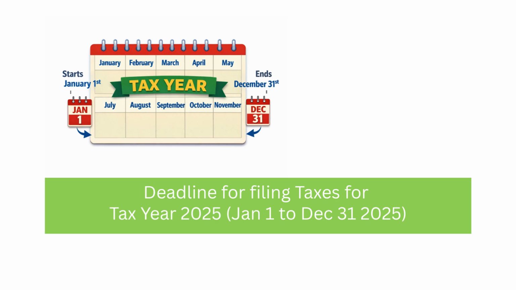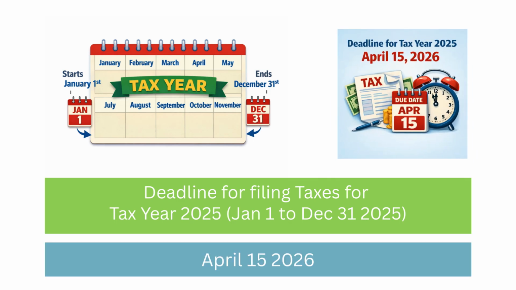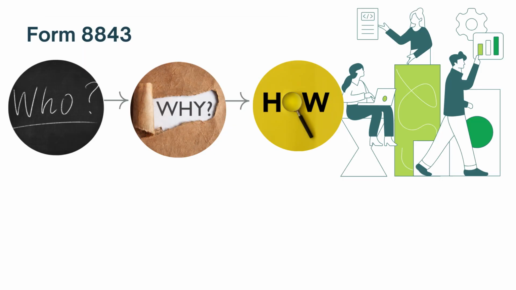Before we begin, let's quickly look at the US tax year and tax filing deadline. The US tax year is the same as the calendar year. So tax year 2025 runs from January 1st to December 31st, 2025. And the filing deadline is April 15th, 2026. Now if this is clear, let's go into Form 8843.